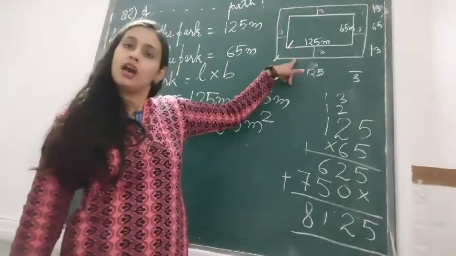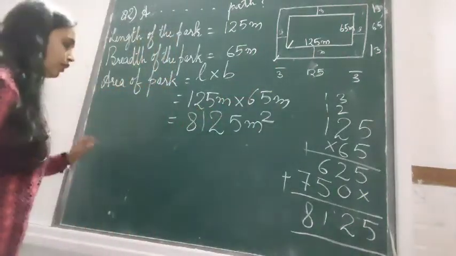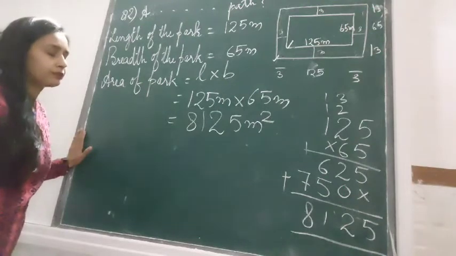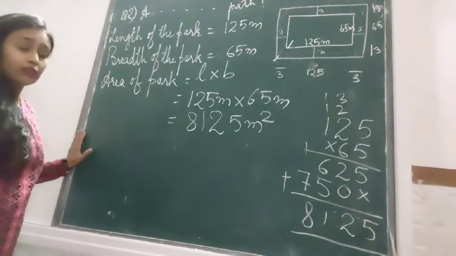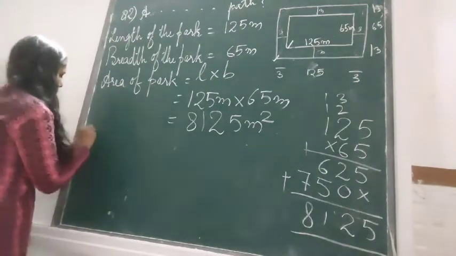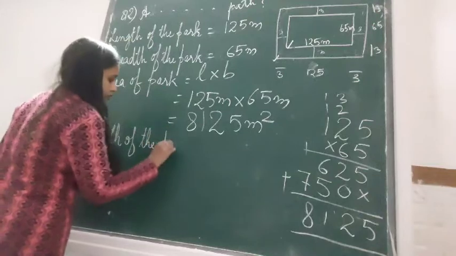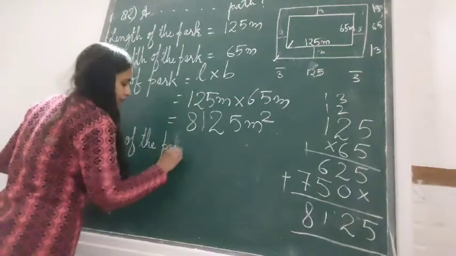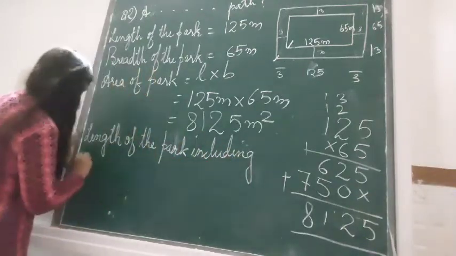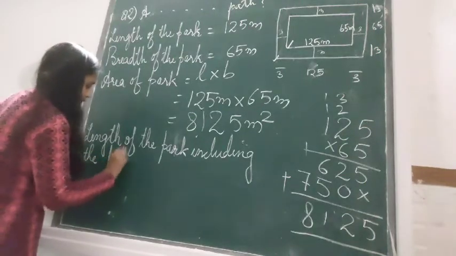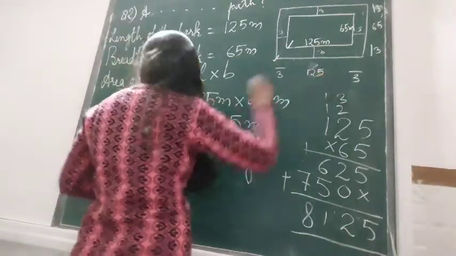Now we have to find out the area of the outer rectangle. So for that, first we write its dimensions, that is the length and the breadth. So what we write? Length of the park including the path, breadth of the park including the path, which is equal to 3 plus 125 plus 3.